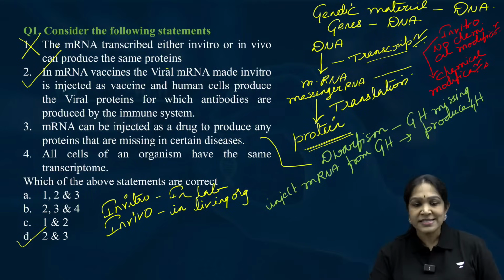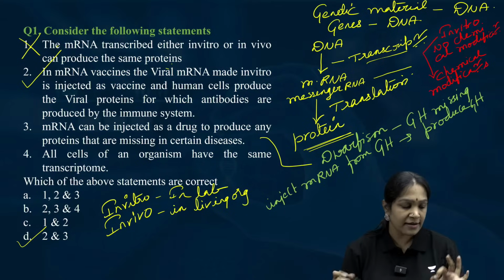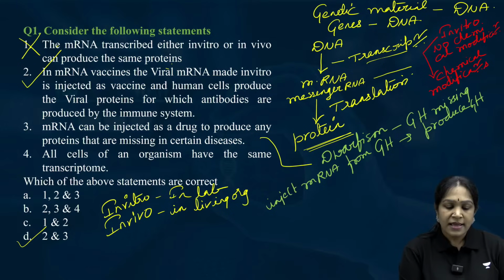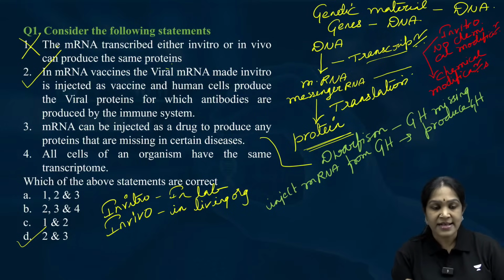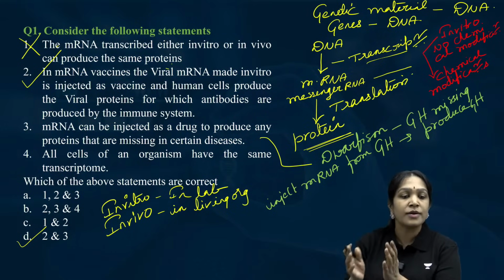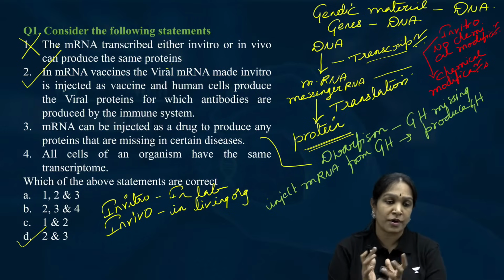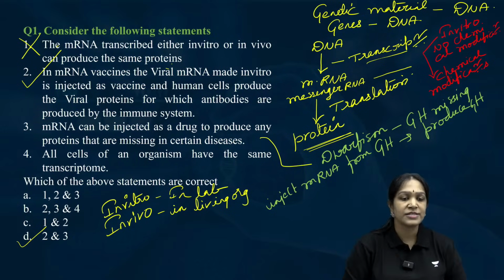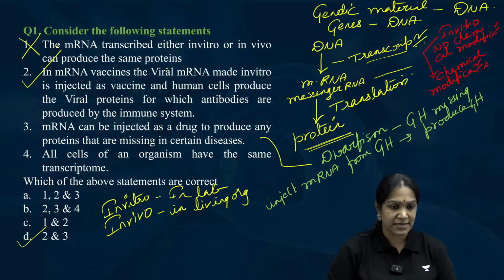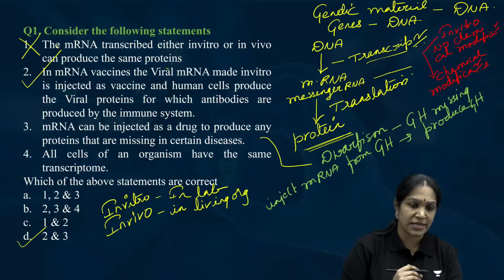So, according to this explanation, which is written in green color, read the third statement. mRNA can be injected as a drug. What is the drug here? Growth hormone. For dwarfism, what is the medicine? Growth hormone. Because what is missing in the case of dwarfism? The growth hormone is missing. So, the drug is growth hormone itself.